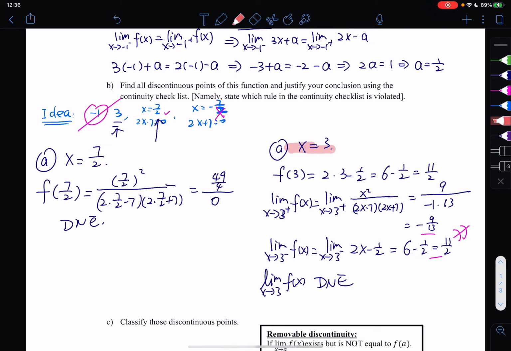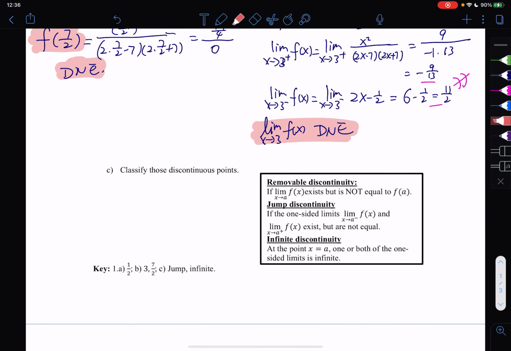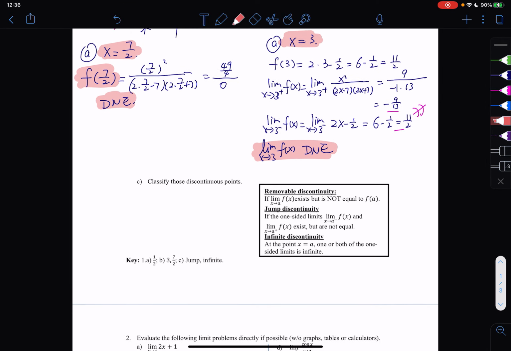First one, at the point of 3, it's not continuous because the limit does not exist. At the point of 7/2, my function value does not exist, so those are the 2 points where my function is not continuous. And let me highlight my previous answer as well. So I want to choose the type of discontinuity.